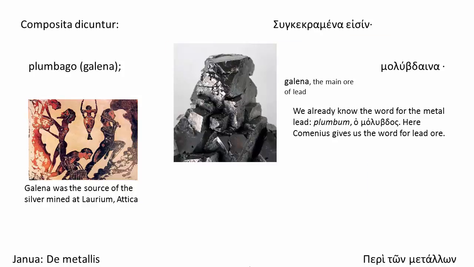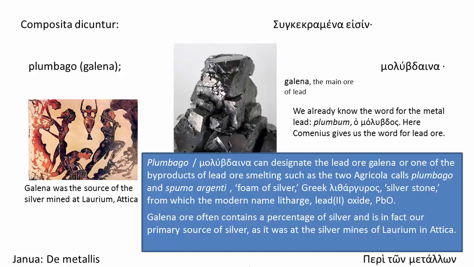Plumbago, well, Galena, Molybdenum. We already know the word for the metal lead, plumbum, molybdos. Here Comenius gives us the word for lead ore. Plumbago, molybdena, can designate the lead ore galena or one of the byproducts of lead ore smelting, such as the two Agricola calls plumbago and spuma argenti, foam of silver, Greek lithargyros, silverstone, from which we get the modern name litharge, lead oxide. Galena ore often contains a percentage of silver and is in fact our primary source of silver, as it was at the silver mines of Laurium in Attica.